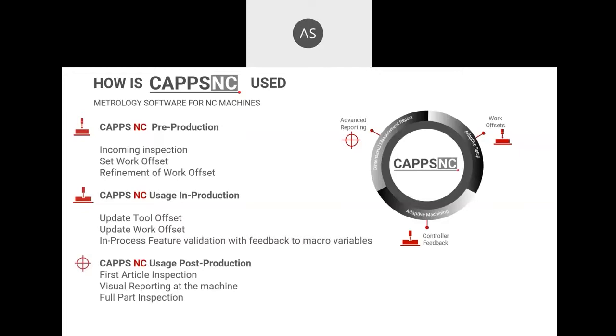And then finally, in-process feature validation with feedback to macro variables. So one of the things that we do during our measure cut measure process is we set a bit for the cutting cycle to read. So let's say the cutting cycle does its thing. It calls the probing cycle. The probing cycle probes the feature and determines if the feature is, let's say, out of tolerance.